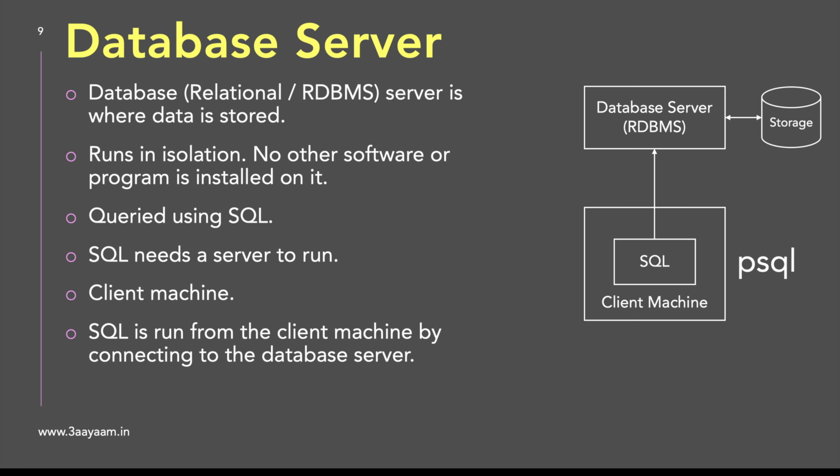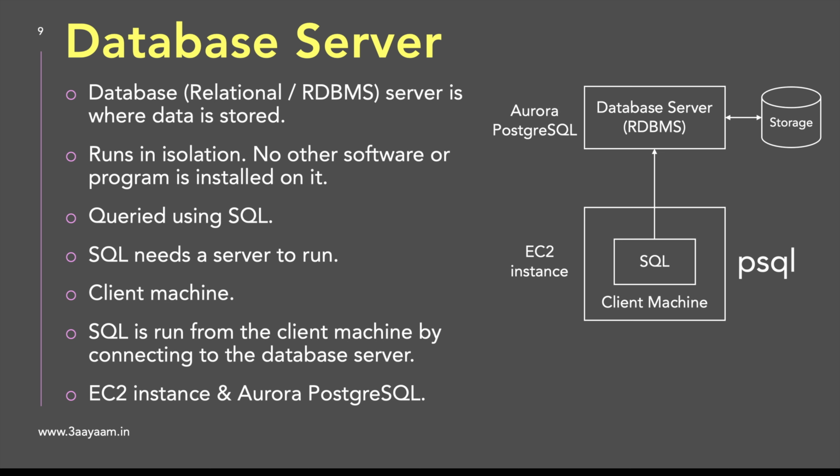And the client that we are going to use is called PSQL, which is basically SQL for PostgreSQL. The installation would be pretty easy, and we'll be using an EC2 instance for the client machine, and we'll be using Aurora Serverless PostgreSQL for the database server. So this would be the EC2 instance, and this would be the Aurora PostgreSQL database server.